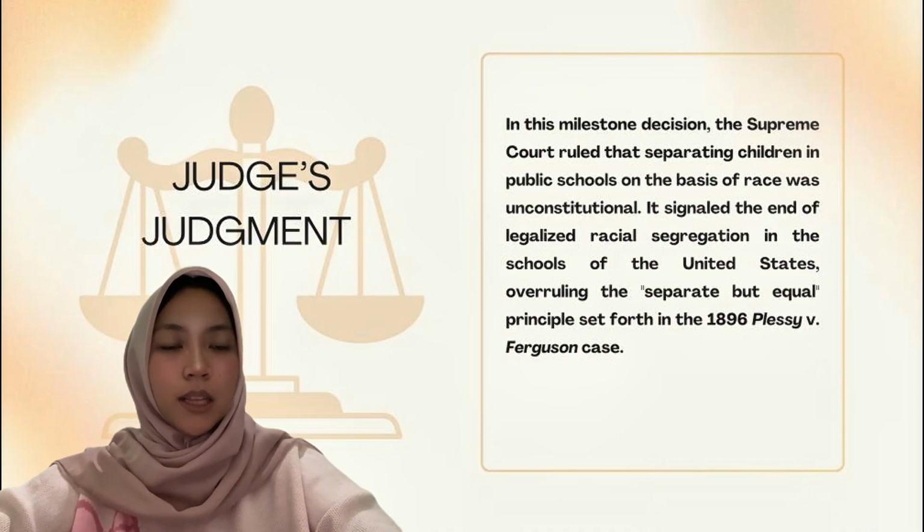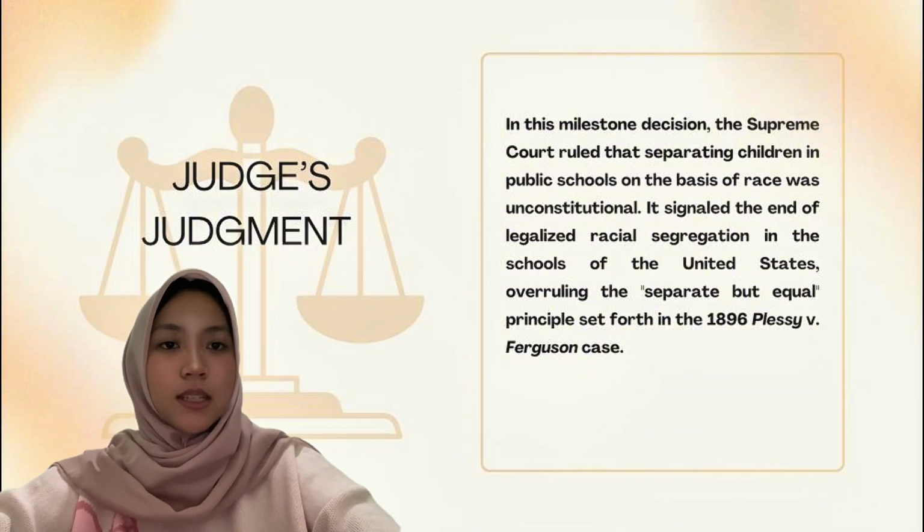Just over 1 year later, on May 31, 1955, Warren read the court's decision, now known as Brown II, instructing the states to begin desegregation with all deliberate speed.